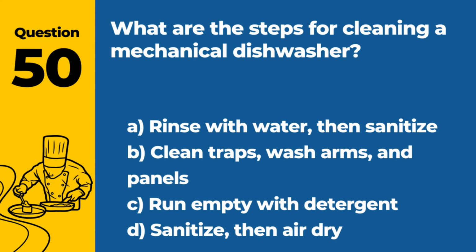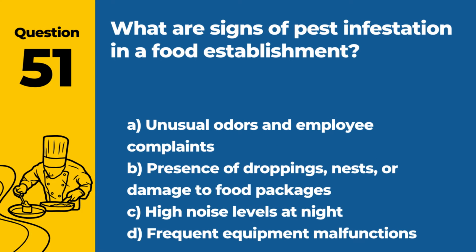Question 50. What are the steps for cleaning a mechanical dishwasher? A. Rinse with water, then sanitize. B. Clean traps, wash arms, and panels. C. Run empty with detergent. D. Sanitize, then air dry. Answer. B. Clean traps, wash arms, and panels. The steps for cleaning a mechanical dishwasher include cleaning the traps, wash arms, and panels to ensure it operates effectively and sanitizes dishes properly. Question 51.